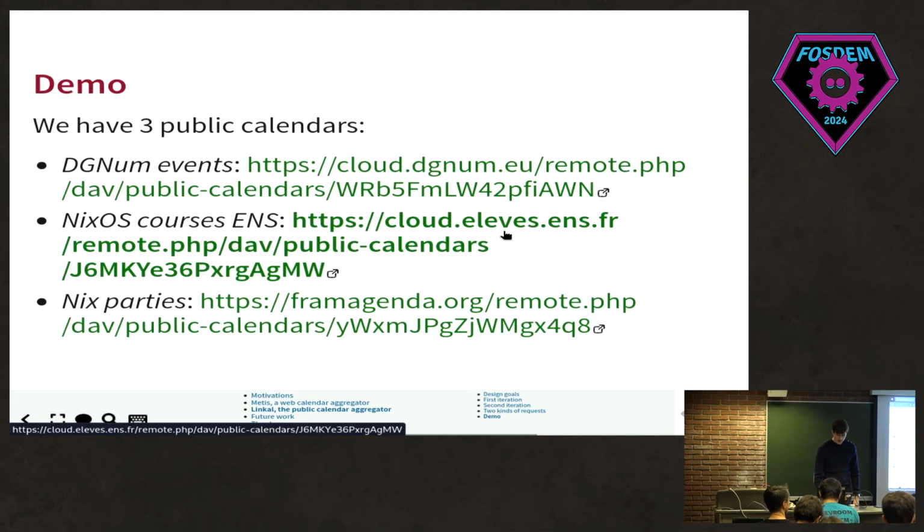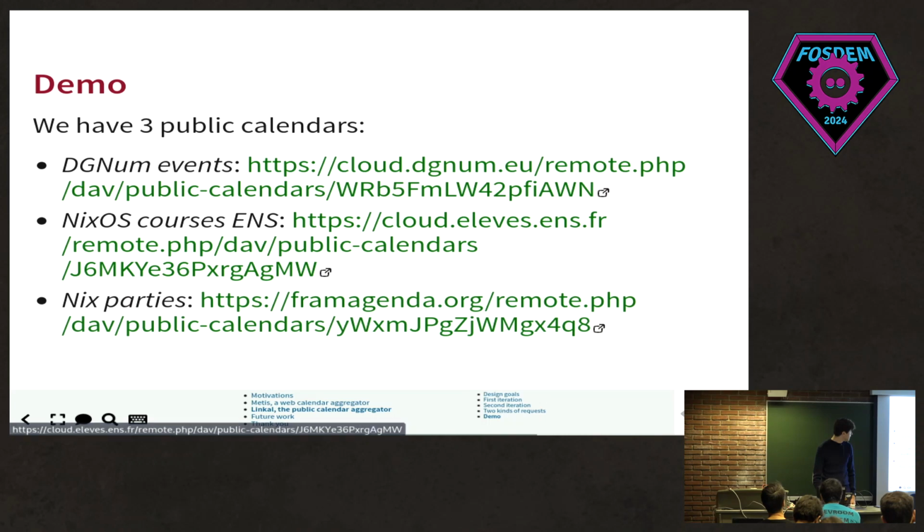So as a little working example, sorry. Let's say I want to offer a NixOS calendar to the user that aggregates several different calendars that are offered by different entities. And I have 3 entities. For example, Degenum, which is an association that can offer NixOS meetups. Let's say a school can offer NixOS courses, and there are some Nix parties, which are, let's say, very weird things organized by Nix people, that are also in this third calendar.